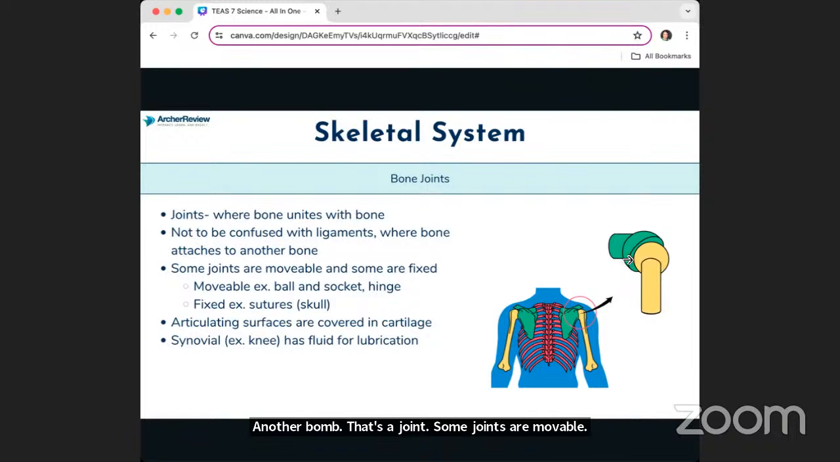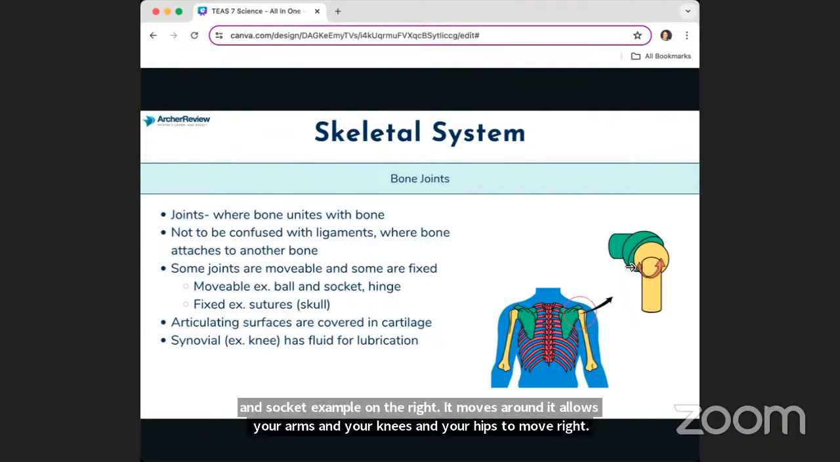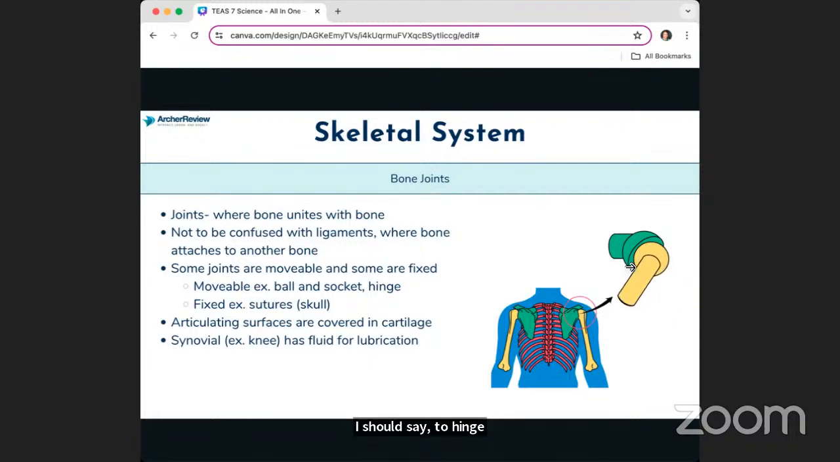So what I mean by that, movable speaks for itself, right? Look at that ball and socket example on the right. It moves around. It allows your arms and your knees and your hips to move, right? I should say the hinge also is your knee joint. Ball and socket would be like your shoulder. Hinge would be your knee or your elbows, for example. But anyway, they're all movable.